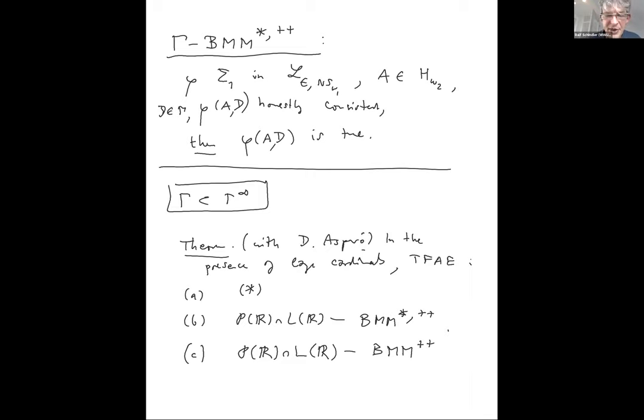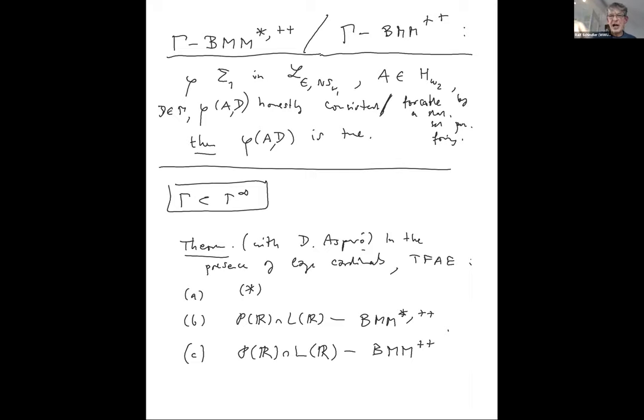Okay, so what is the statement in the last line here? What is the statement C? I can write it down up here. So gamma BMM double plus is simply the same statement, and instead of assuming that you are honestly consistent, you assume the apparently weaker fact that it's forcible by a stationary set preserving forcing. But in the presence of the theorem from the last slide, this is actually the same. So if you're honestly consistent, then you're forcible by a stationary set preserving forcing. So the two statements are actually the same.